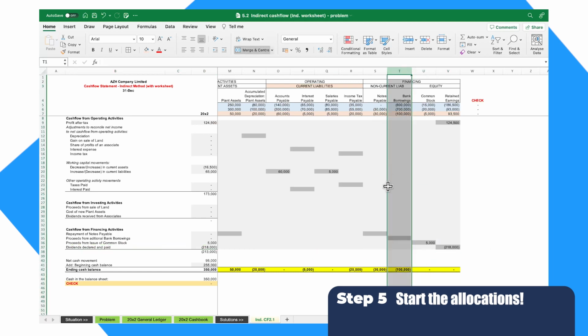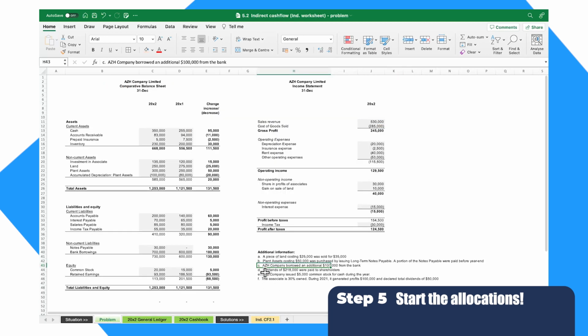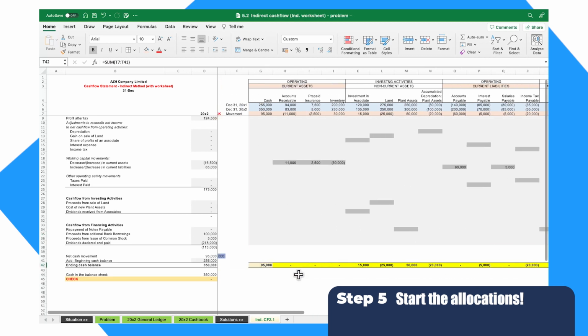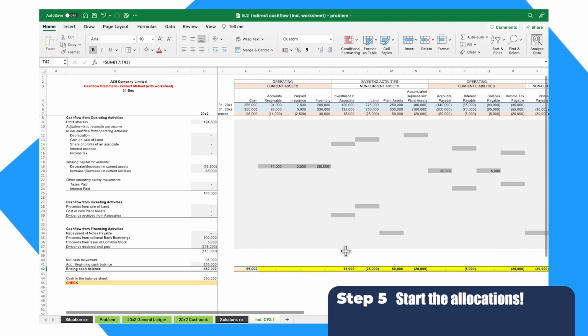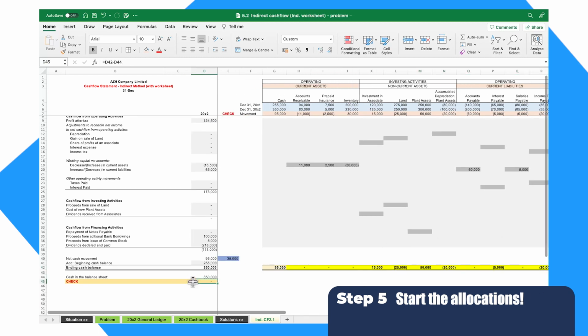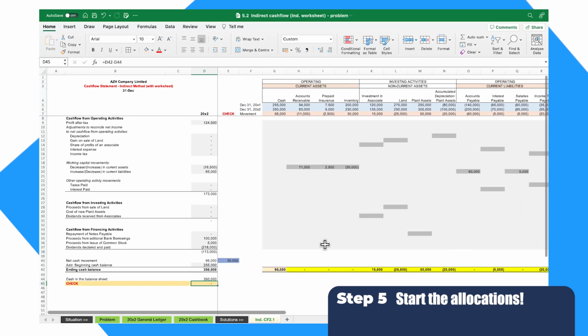And now we also know from the additional information that bank borrowings were additionally acquired for 100,000. It is coming from the problem tab, letter C. AZH company borrowed an additional $100,000 from the bank. So now we have to input a positive 100,000 to cancel out the movement. You will see that now, with the goal of making all of this zero, we're making very good progress. And the cash is still balancing, because as of now, we have allocated already 113,000 of movement, and we have net 35,000 of movement coming from all of the other balances.